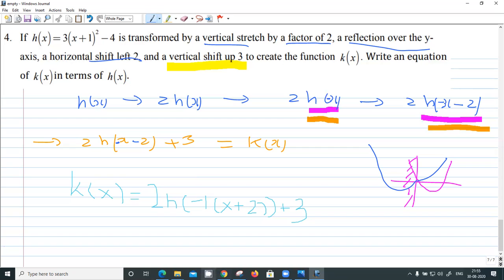Okay. So when you reflect about the y-axis, x will become minus x. But if you reflect over the x-axis, y is going to be negative. Yeah. Okay.